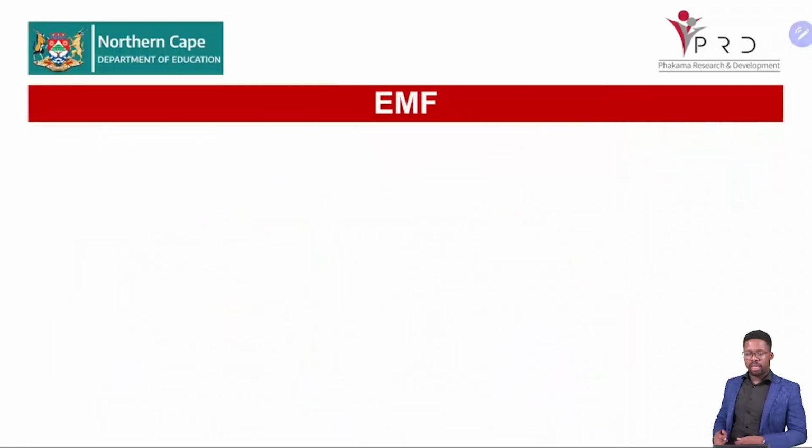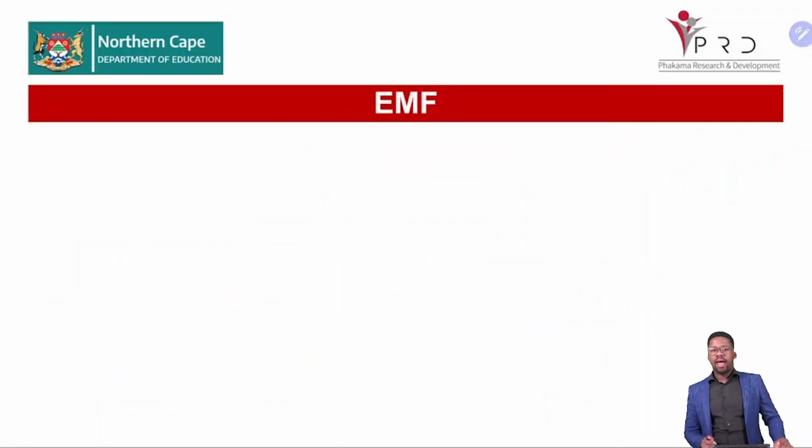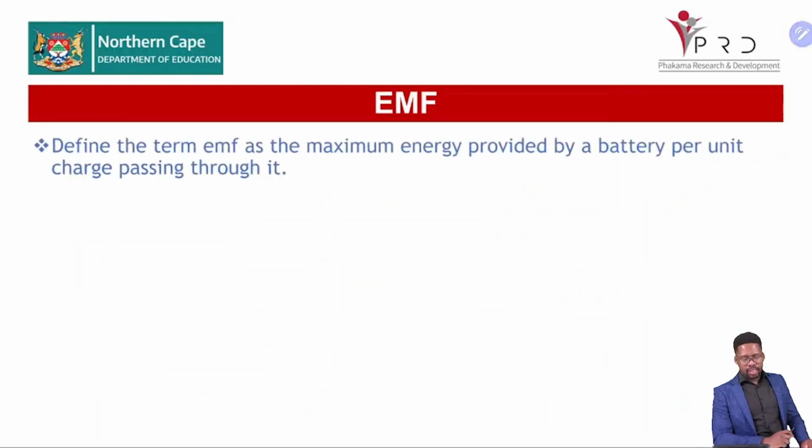Now, let's get to the grade 12 stuff. EMF. The first thing is the definition of EMF according to the exam guideline. All our definitions should be centralized to the exam guideline. What does it say? It says that the EMF is the maximum energy provided by the battery per unit charge passing through it. That is the EMF.